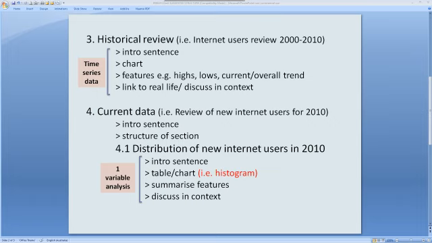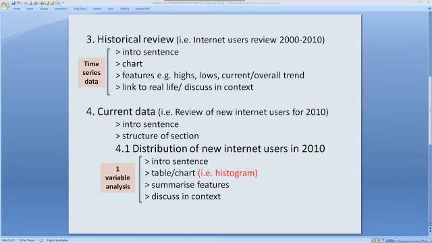Then the features. Generally, a good summary of the features for one variable analysis will include things like the average, lowest value, highest value, and shape. It's also useful sometimes to note the modal class and talk about, of course, any variation between countries. So how the levels of new Internet users vary. Are they the same for all countries? Are we seeing different levels of new users?